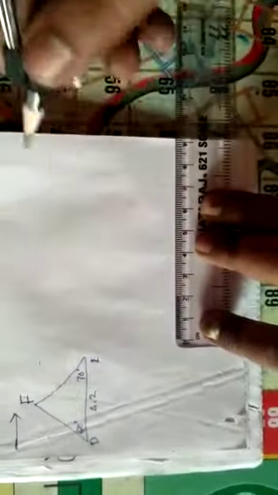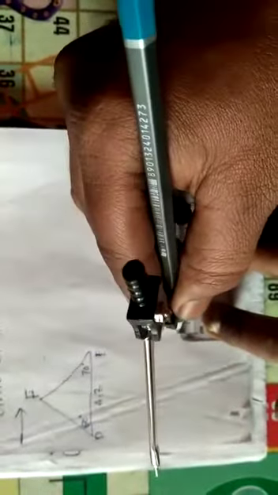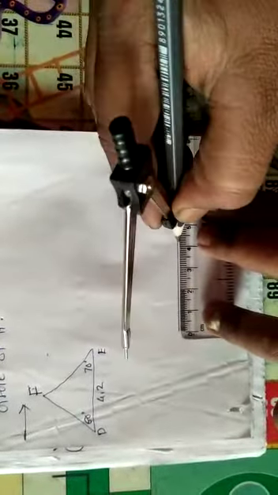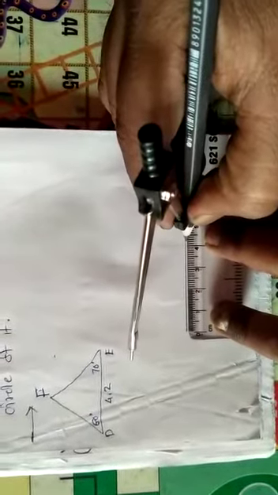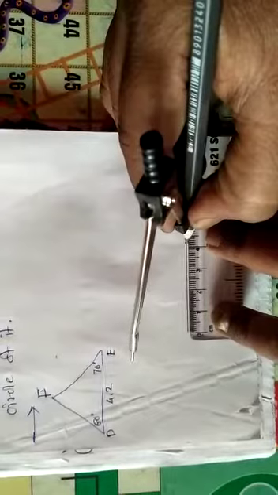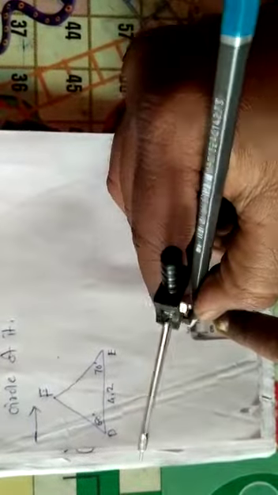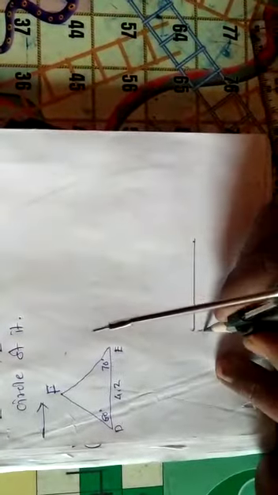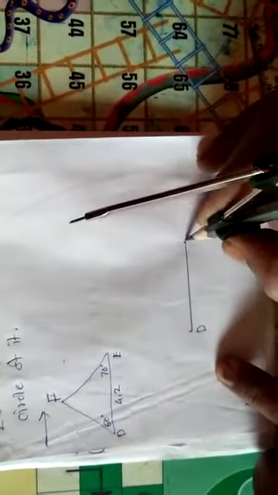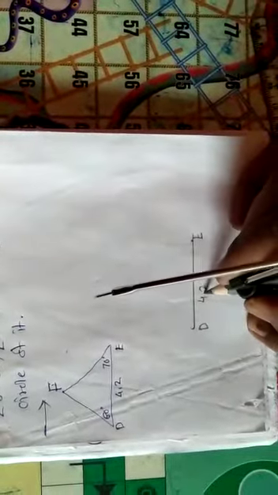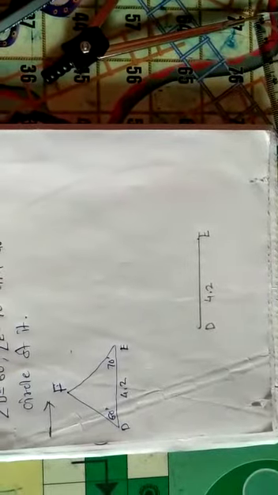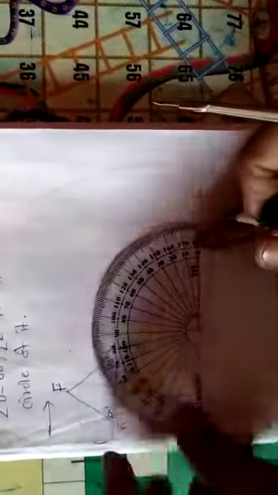So we first take the base 4.2 cm. Draw a line of 4.2 cm perfectly. So this is the line of 4.2 cm. Give the labels D and E. How much? 4.2 cm. Now measure angle D as 60 degrees. Keep the point on the point and the line on the line.